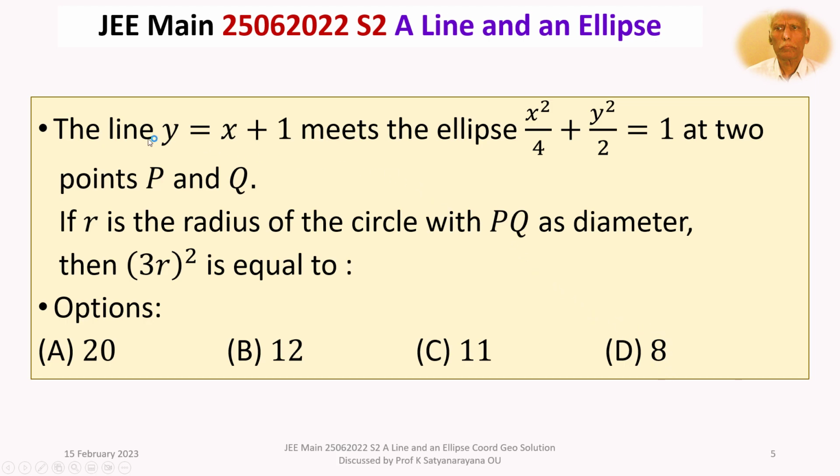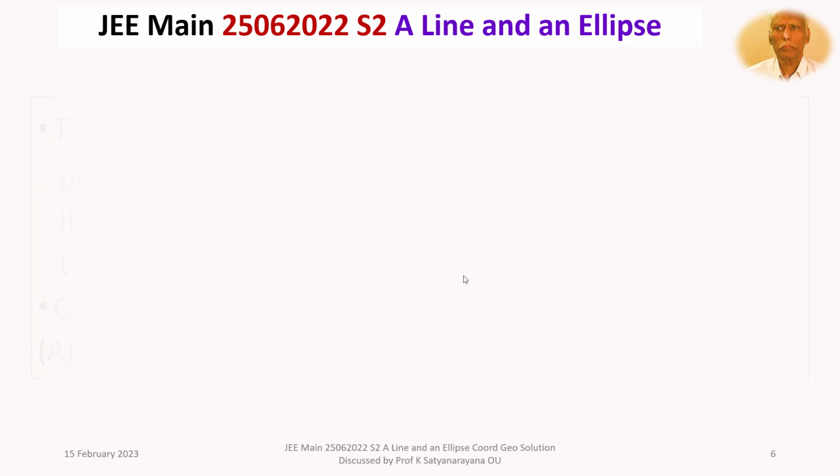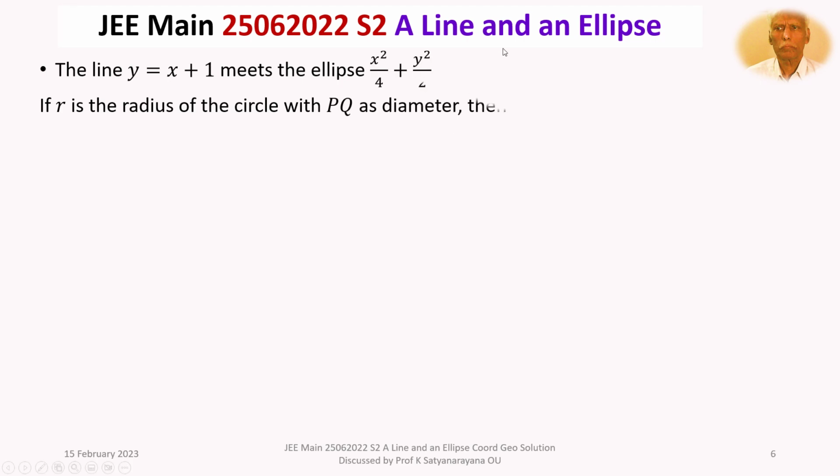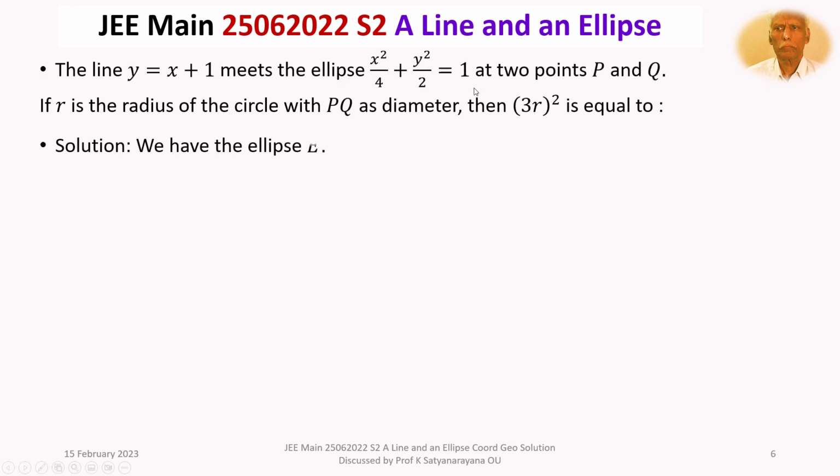We are given a line y is equal to x plus 1 and an ellipse x square by 4 plus y square by 2 is equal to 1. This line is meeting this ellipse at 2 points P and Q. If R is the radius of the circle with PQ as the diameter, we are required to find the value of 3R whole square. This is the given question. We now discuss the solution of the problem in detail.